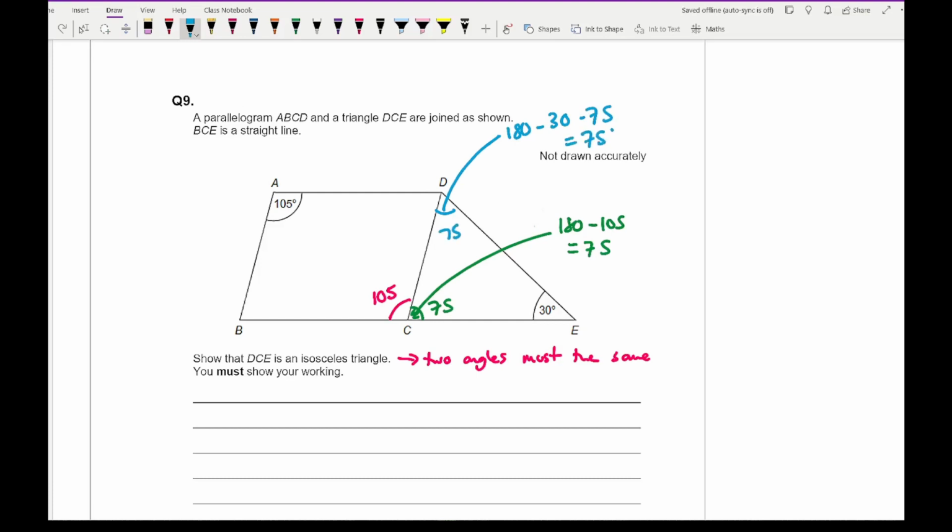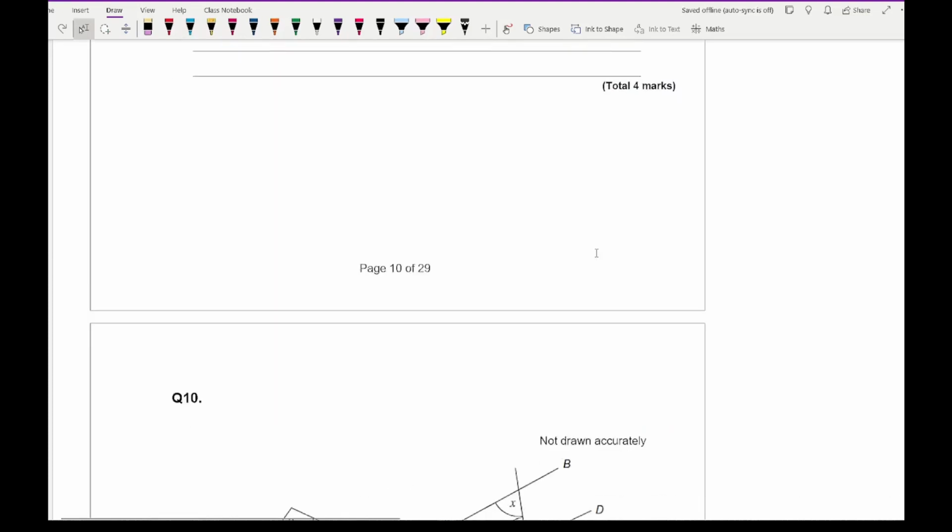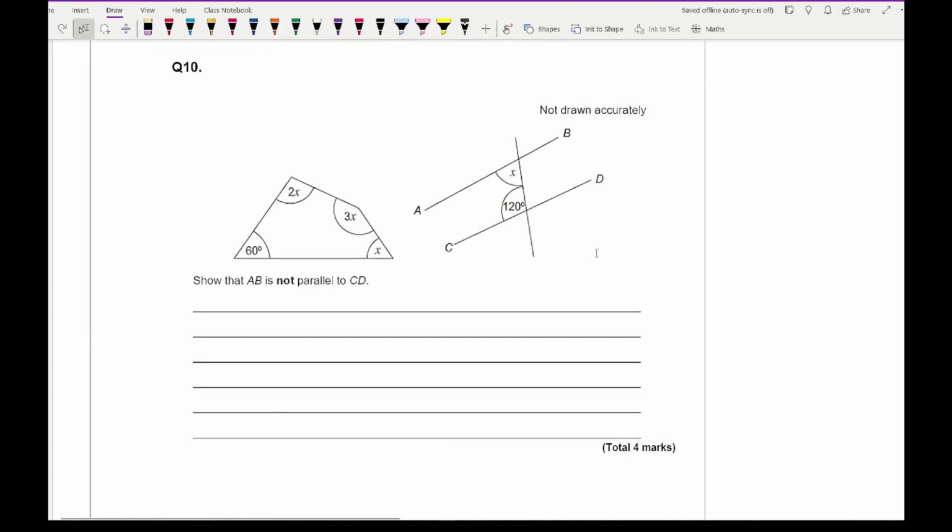So then, just like we did in the previous question, we can then say as CDE is equal to DCE, the triangle DCE is isosceles. And there we go. Moving on to question 10, it says show AB is not parallel to CD.